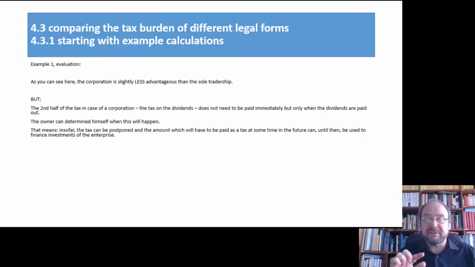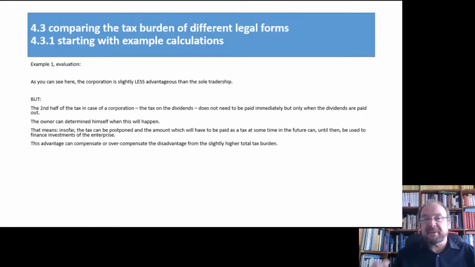Then you get away with a total tax burden of 29 instead of 45. And the trick is that the 17.75 or so which you have to pay on the dividend can remain within the enterprise and work there, can be used as capital to finance investments free of interest as long as you do not pay out dividends. So that might be an advantage. This advantage in the finance sector can compensate or most probably even overcompensate the disadvantage from the slightly higher rate which you have to pay.